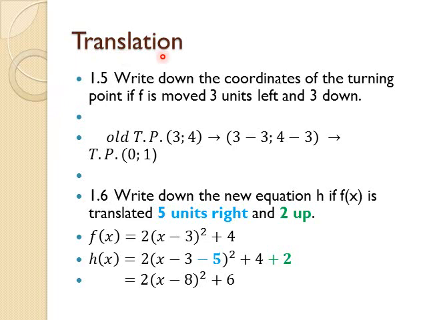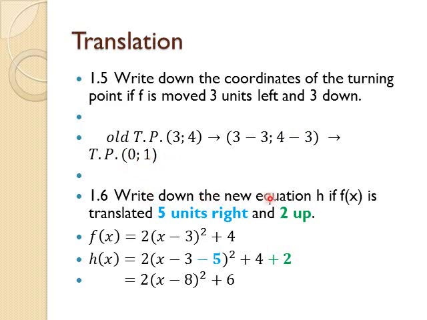Now we're translating, which is a common exam question for 2 marks. We can either ask you for coordinates or a new equation. So write down the coordinates of the turning point if f is moved 3 units left and 3 units down. My original turning point was 3 and 4. I'm moving 3 units left, so if I move to the left in coordinate form, it will become minus 3. And if I move 3 units down, it will also become minus 3. So 3 minus 3 gives me 0, and 4 minus 3 gives me 1. So my new turning point would be 0 and 1.